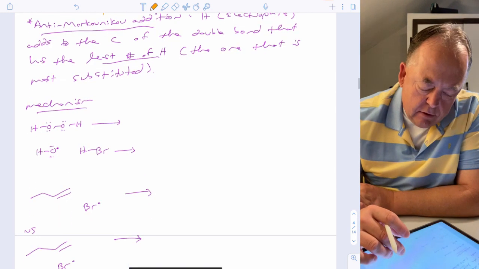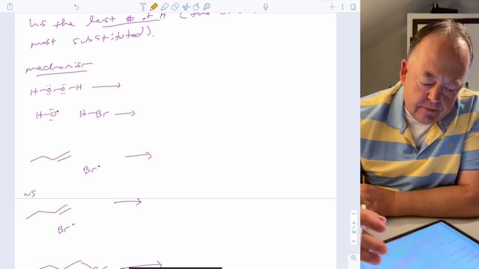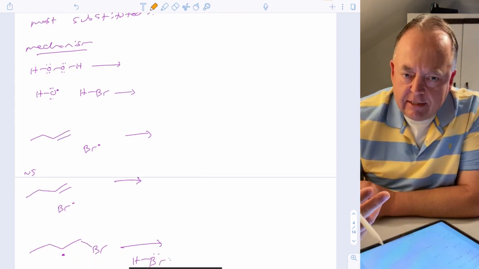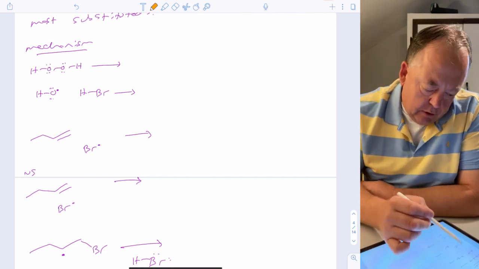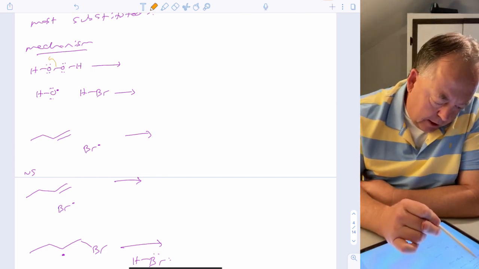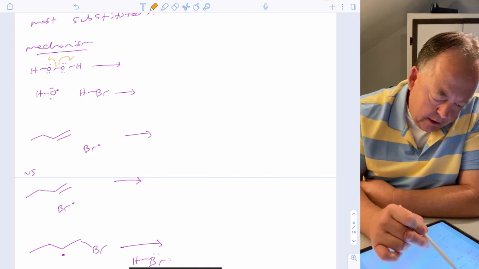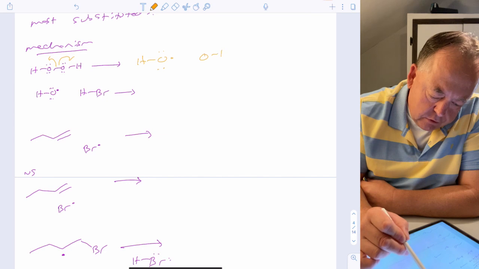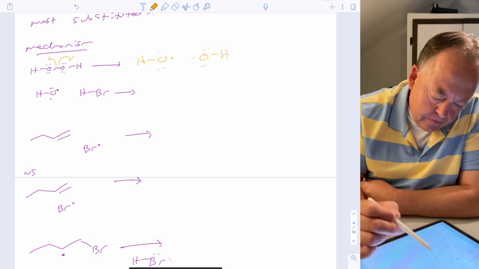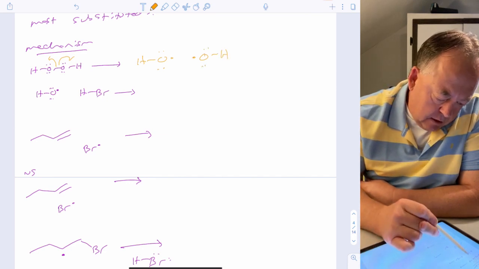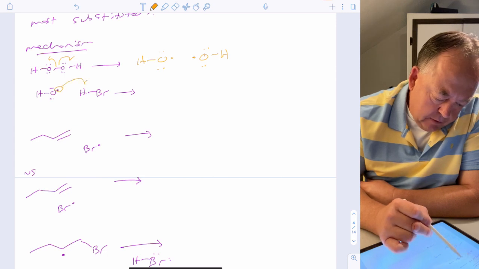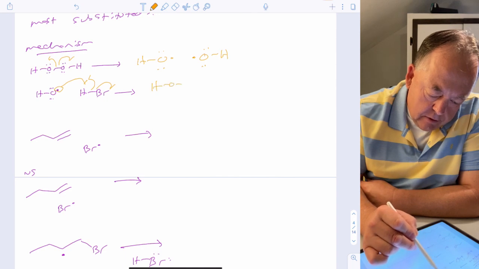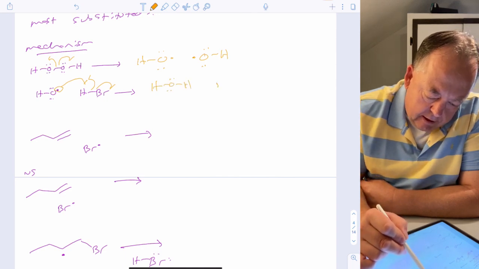So why does this happen that way? You just have to know the mechanism. If you know the mechanism, then that allows you to understand why reactions happen the way they happen. What happens in this case is the peroxide oxygen-oxygen bond is weak, so that will break apart to make two hydroxyl radicals. And then the hydroxyl radical will react with HBr, so it'll abstract a hydrogen atom to make a water molecule and a bromine radical.